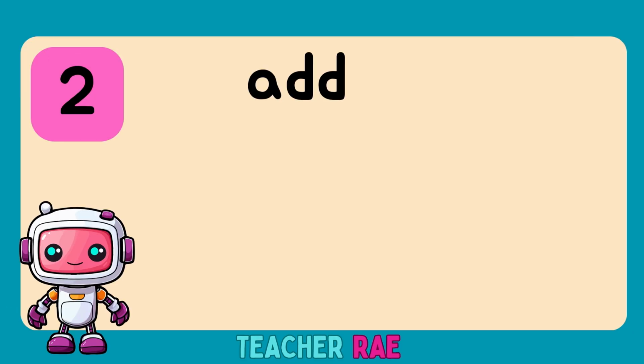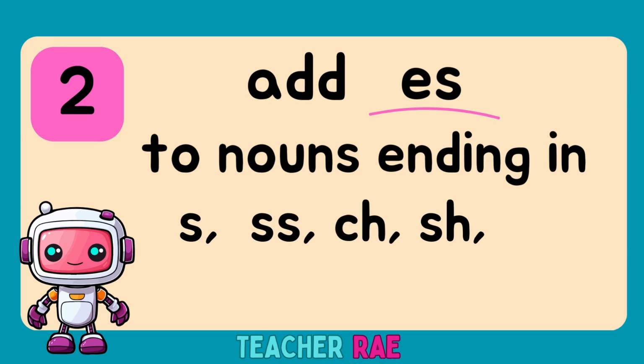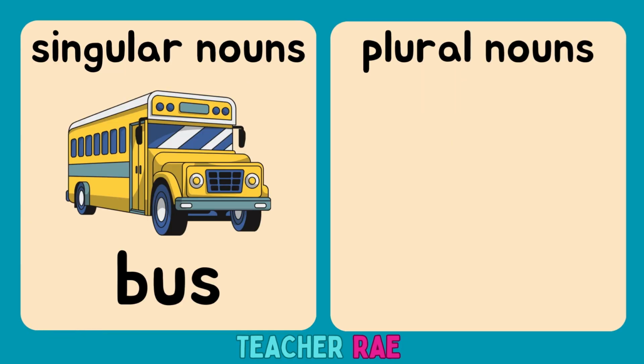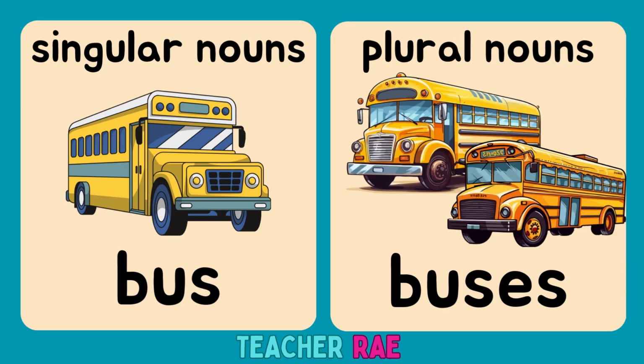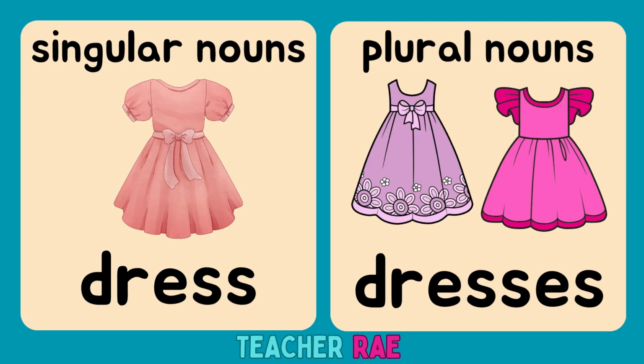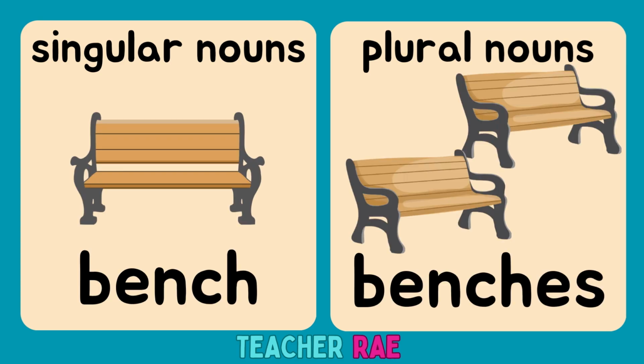Number 2. Add ES to nouns ending in S, double S, CH, SH, X, and O. Example: bus becomes buses. Dress becomes dresses. Bench becomes benches.